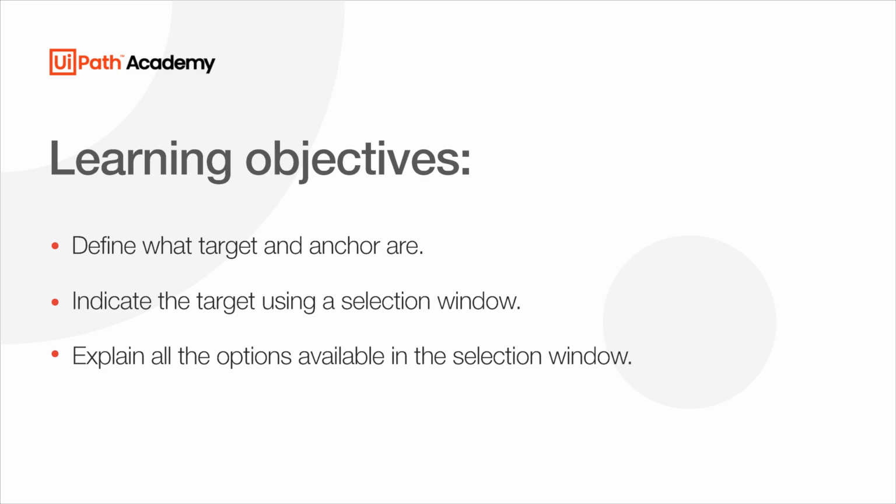Finally, we'll look at some of the options available in the selection options window, such as pause configuration, hoverable selection, and image selection mode that can help in building better UI automation. So let's dive in and learn how to identify UI elements effectively.